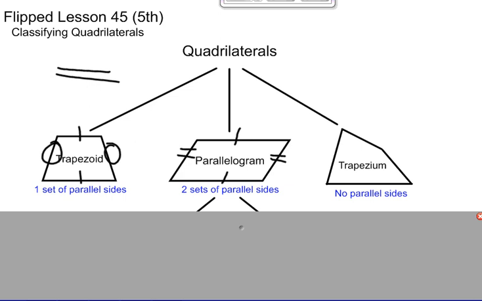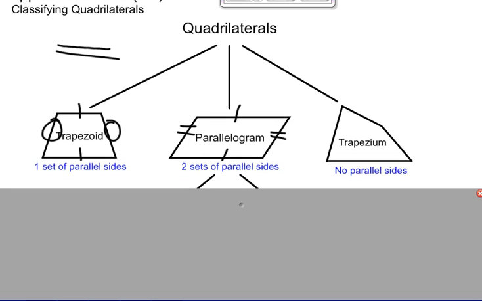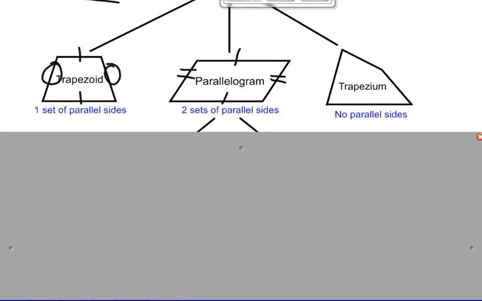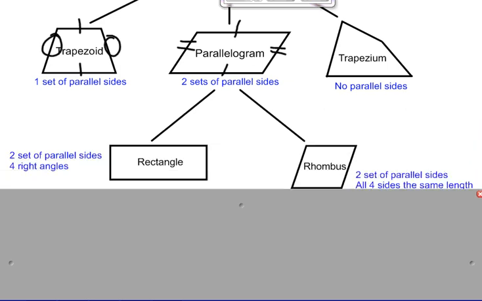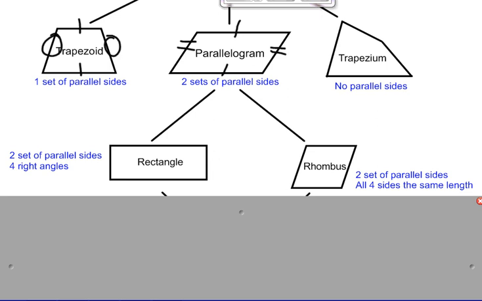From here, we can actually take parallelograms and break them off into more specific types of parallelograms. And so we can understand our first two main groups. Now these two shapes are going to have parallel sides, two sets of parallel sides. But there's also going to be another unique feature about them. Our first two unique types of parallelograms are the rectangle, and the other one would be the rhombus.